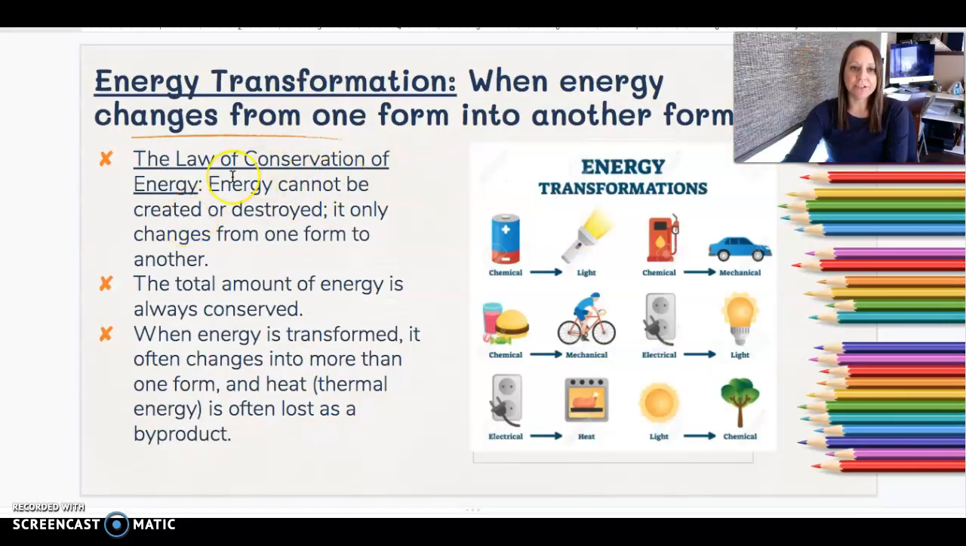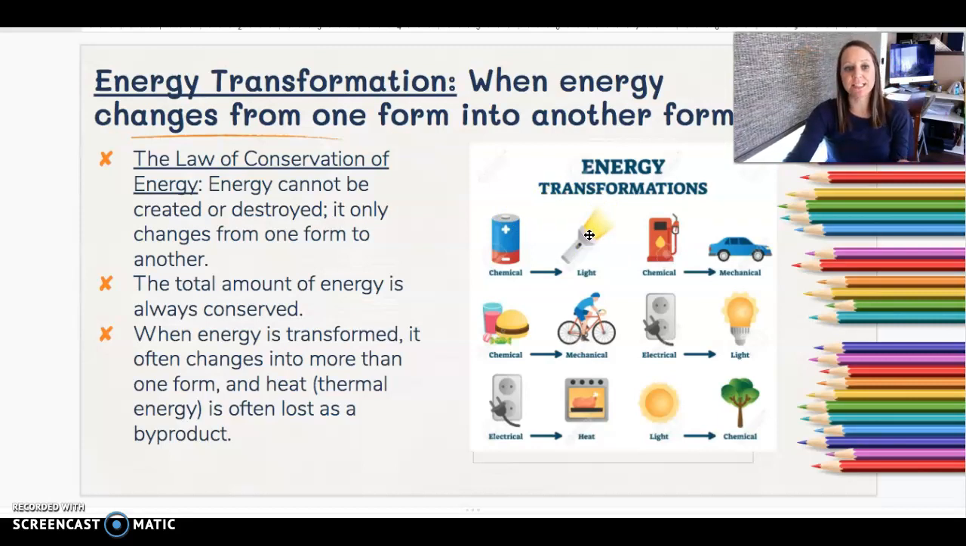So the law of conservation of energy: energy cannot be created or destroyed. It only changes from one form to another. For example, if I have a flashlight, I know that a flashlight has batteries in it. Batteries are a form of stored or chemical energy, and when I want to use my flashlight, it's converted into light energy, and it's also converted into heat energy.